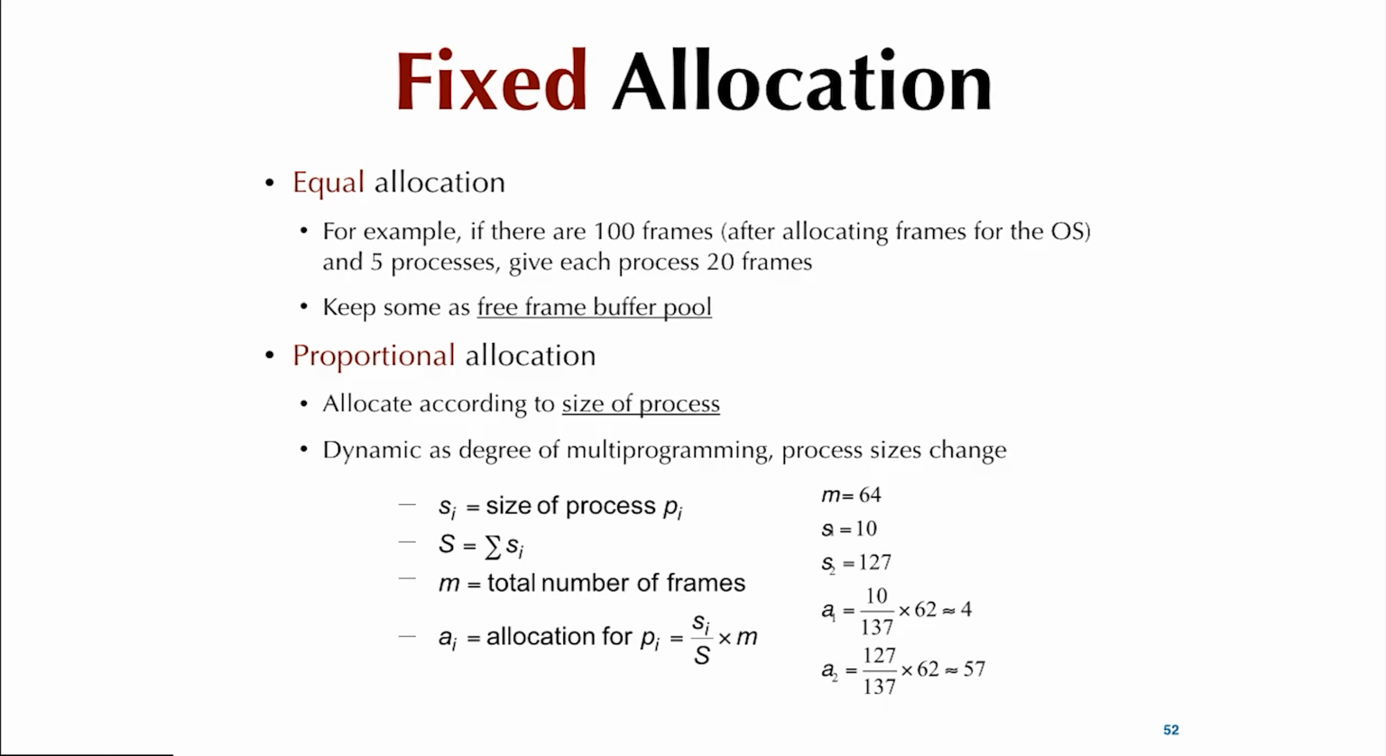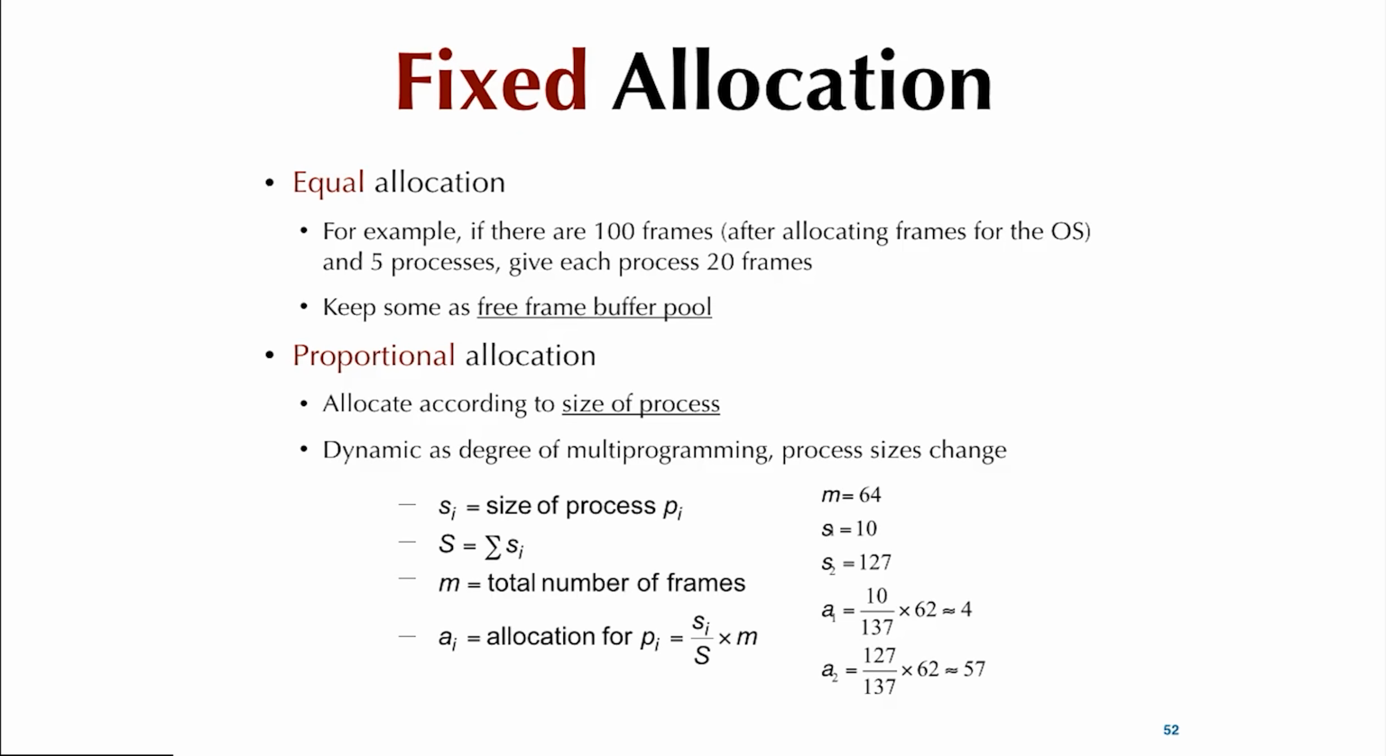So fixed allocation is further divided into equal allocation versus proportional. Equal means all processes get a fixed, equal number of frames. So even if you don't need that many, I still give you 100 frames. And this other process, even if it needs a lot more, still gets 100 frames. Is that fair? Maybe, maybe not. Probably not the best idea. Okay, so you just divide up evenly, and then you keep some free frame buffer pool.